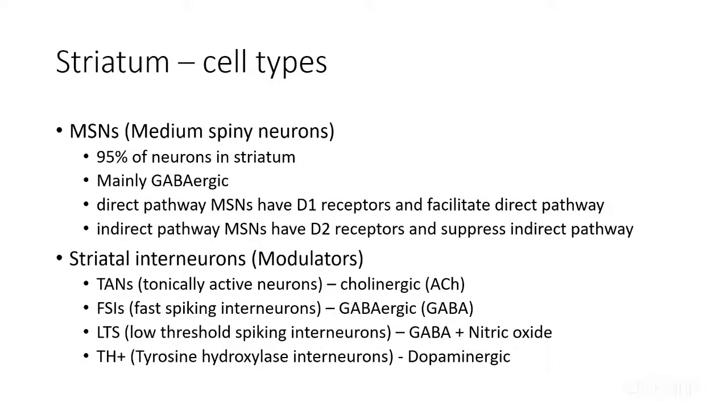So these striatal interneurons include tonically active neurons, which act through the cholinergic pathway. Then fast spiking interneurons, which mediate the GABAergic pathways. Then low threshold spiking interneurons, through GABA and nitric oxide, and tyrosine hydroxylase interneurons, which release dopamine and mediate dopaminergic pathways.